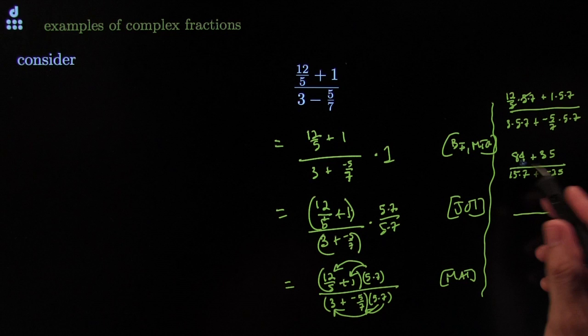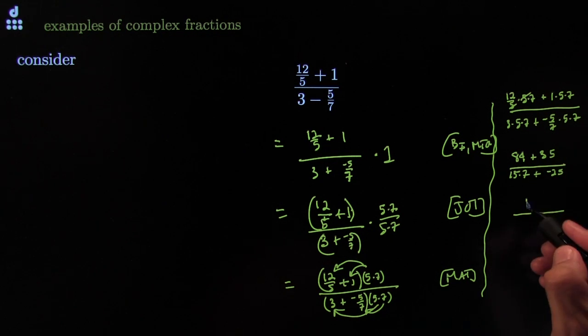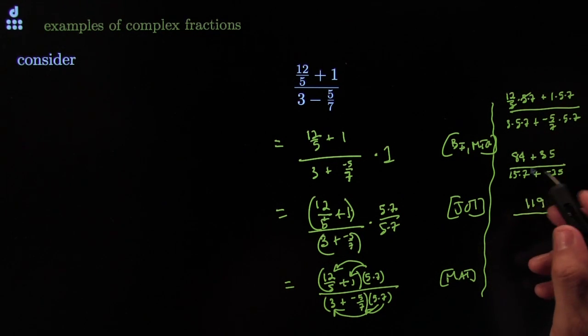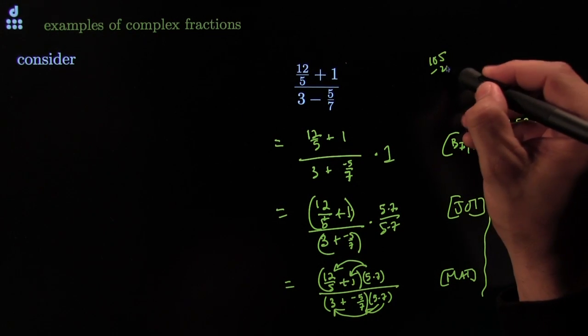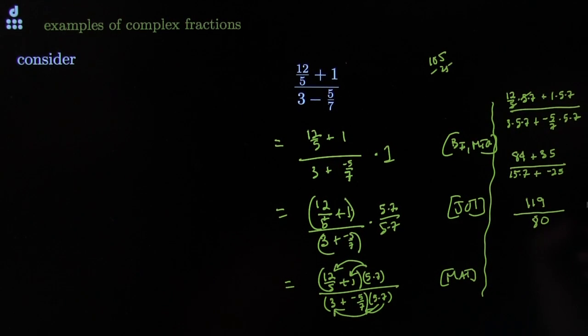So we can just add them. That's 100, 115, that's 119. And on the bottom you have 70. 70 and 35 is 105. 105 minus 25, that's 80. And so now you clean up the fraction in a different way.